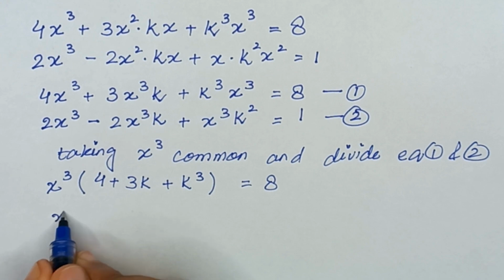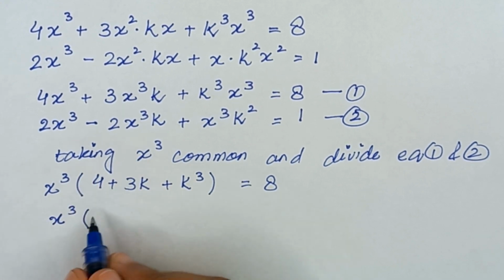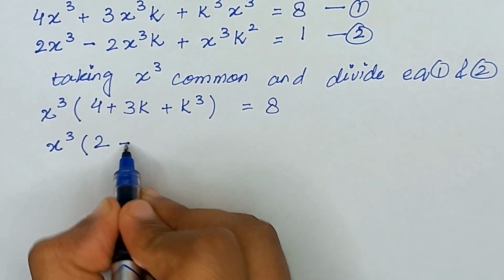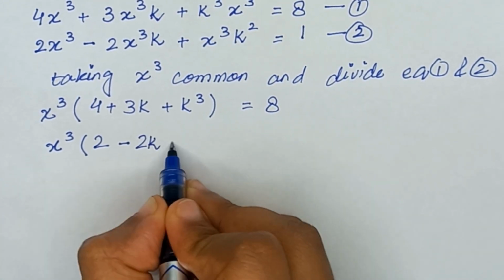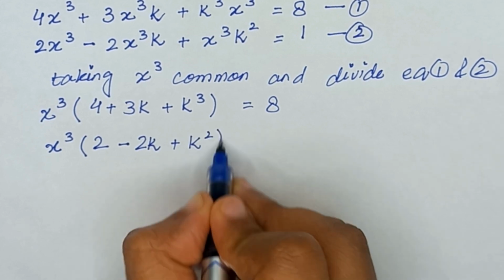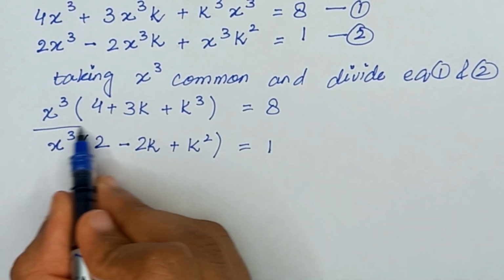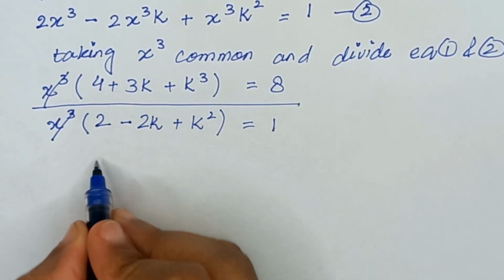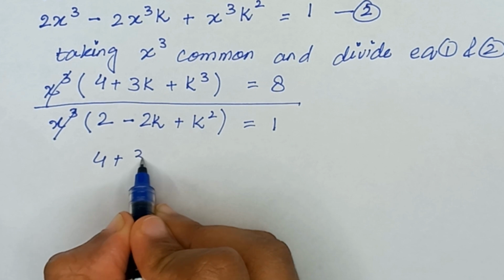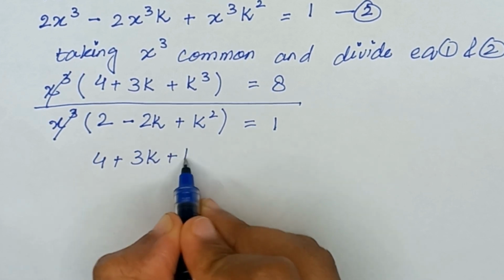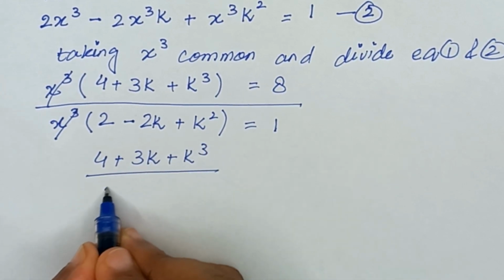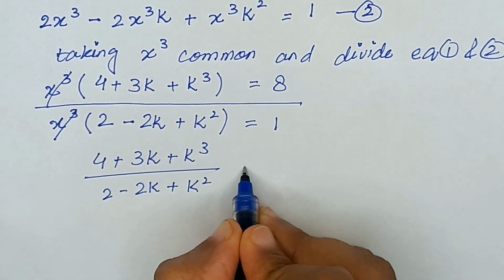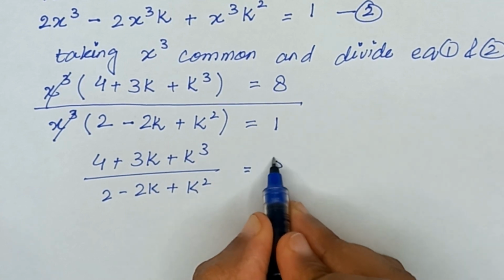and when I take x cubed common in the second, it will be 2 minus 2k plus k squared, and it is equal to 1. Now we will divide both equations, then x cubed will cancel out, and it will be 4 plus 3k plus k cubed divided by 2 minus 2k plus k squared is equal to 8 divided by 1.